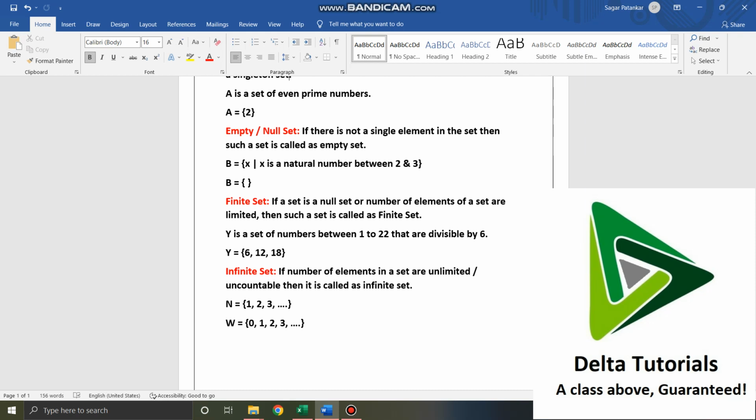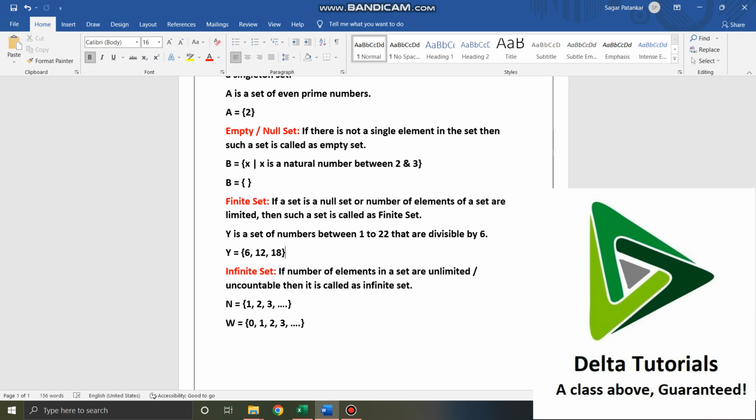Let's see the example. Y is a set of numbers between 1 to 22 which are divisible by 6. Now between 1 to 22 there are only three such numbers, that is Y = {6, 12, 18}. See, we cannot write further numbers because the condition is that the number should be between 1 to 22. So between this specified limit only these three numbers are present. That's why 6, 12 and 18 is our answer.